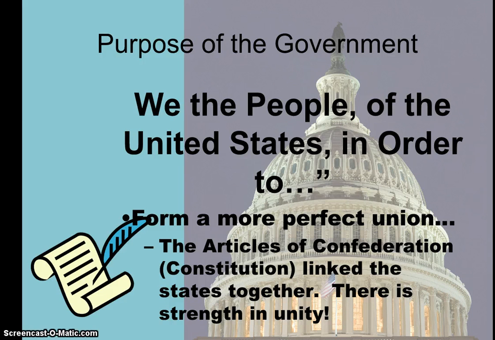The first failed attempt at having a national government was the Articles of Confederation. Those didn't work out too well. We'll talk later about why they didn't. And so then we have the Constitution, which we still use today.